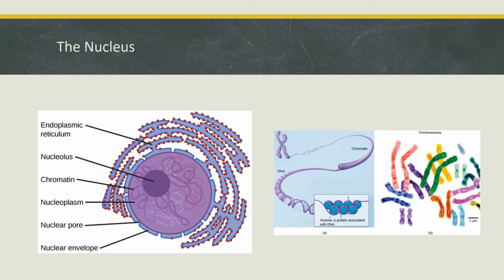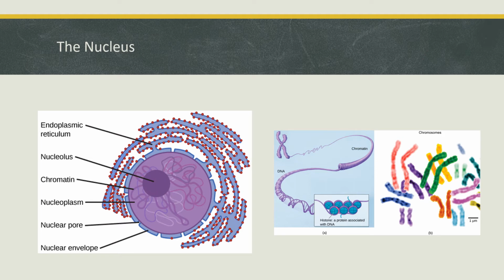So the pores control the passage of ions, molecules, and RNA between the nucleoplasm, which is this area here, and the cytoplasm, which is out here. The nucleoplasm is a semi-solid fluid inside the nucleus, in the same vein as the cytoplasm, and it's where we find the chromatin, which are these loopy structures here, and the nucleolus, this dark purple circle.